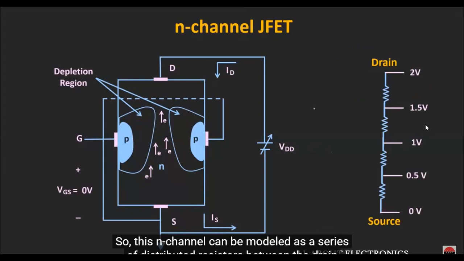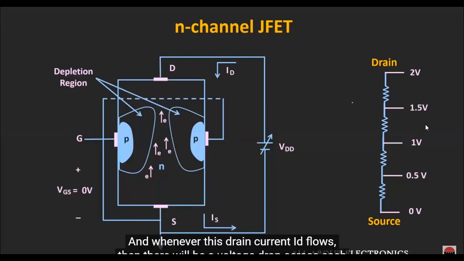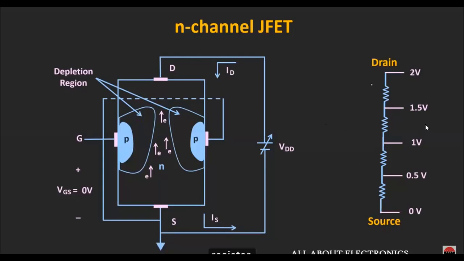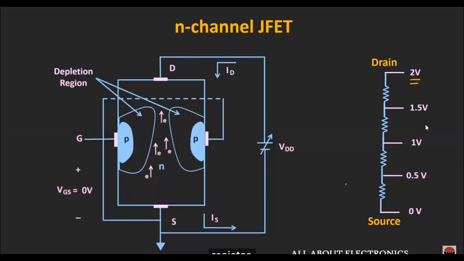So this N channel can be modeled as a series of distributed resistors between the drain and the source terminal. And whenever this drain current ID flows, there will be a voltage drop across each resistor. So let's say the voltage at the top end is equal to 2 volt. And as we move towards the source terminal, there will be a voltage drop across each resistor.